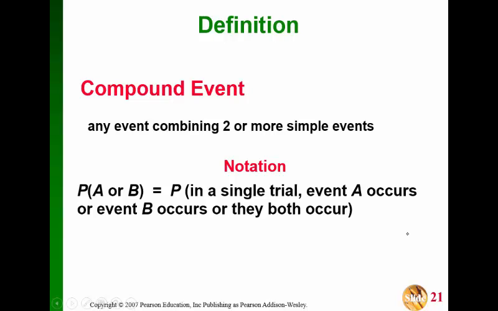So in the trial, the probability of A or B is going to be the probability that we get A as an event, or the probability that we get B as an event, or, and this could happen, the probability that both of these things happen at the same time. So it depends on what the scenario is, and what the event is, for these things to happen.